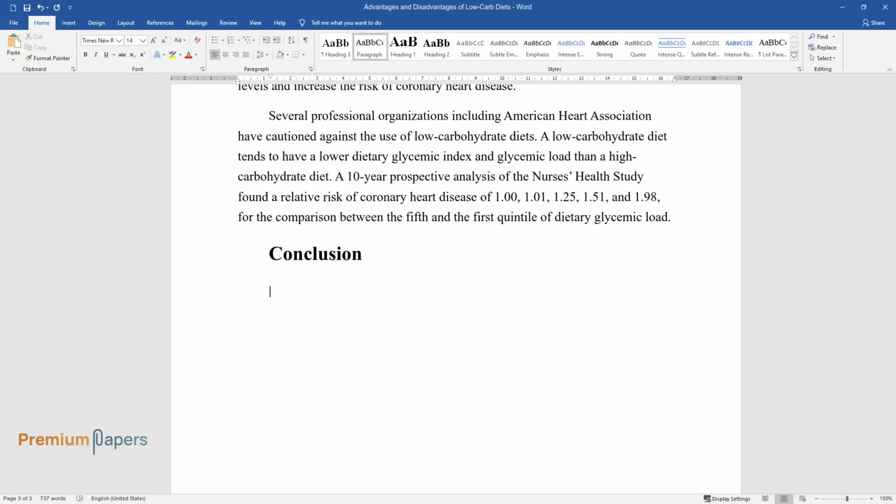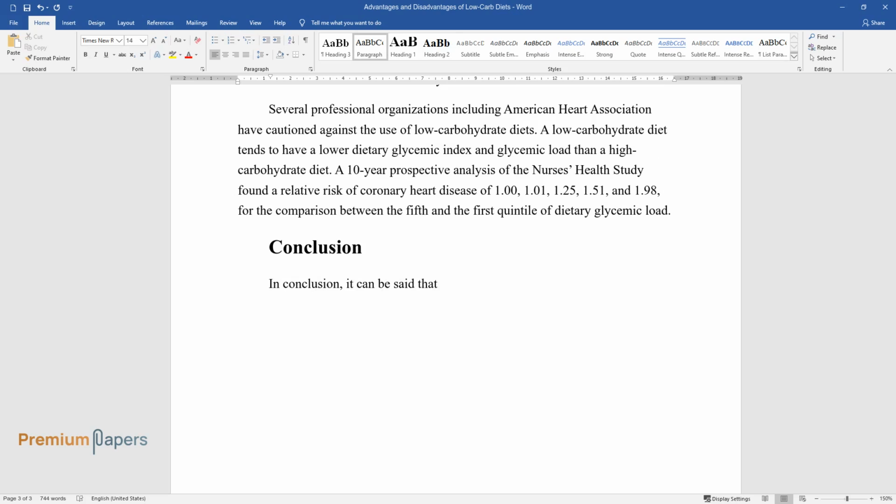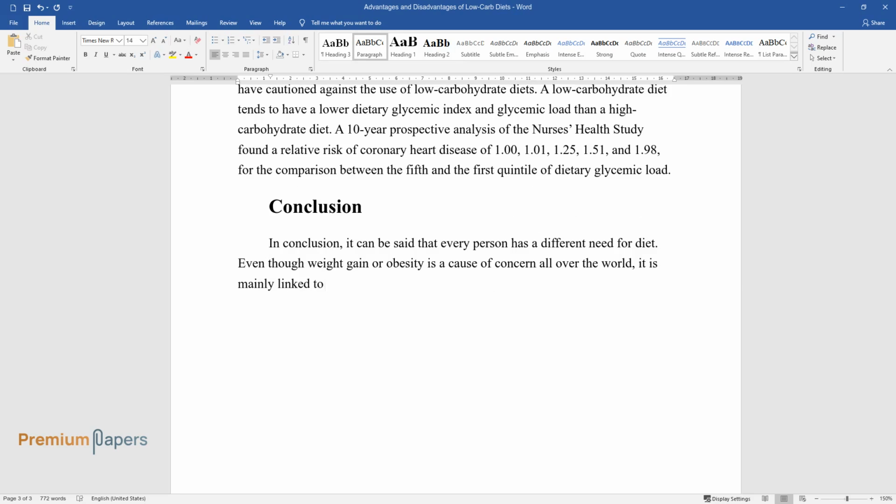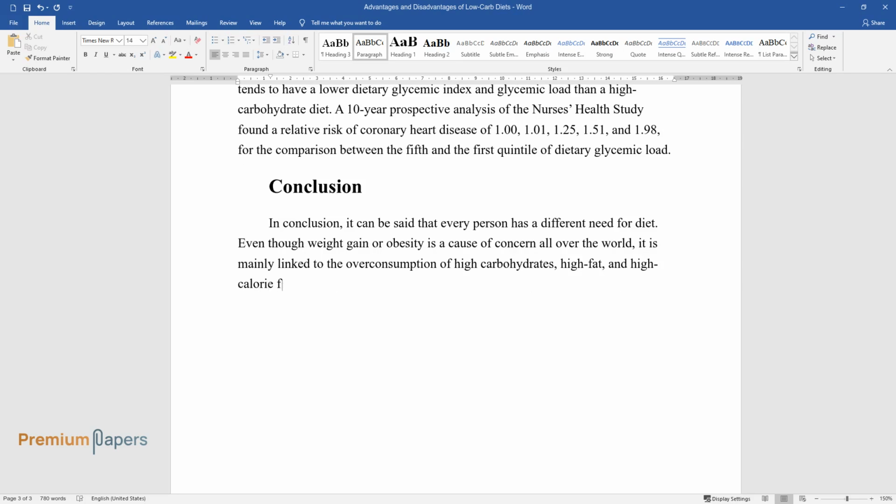Conclusion. In conclusion, it can be said that every person has a different need for diet. Even though weight gain or obesity is a cause of concern all over the world, it is mainly linked to the overconsumption of high carbohydrates, high fat, and high calorie foods. A low-carbohydrate diet is not a complete answer to this problem.